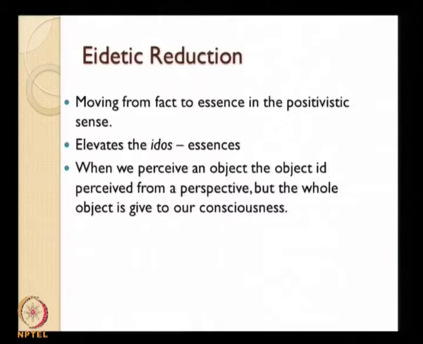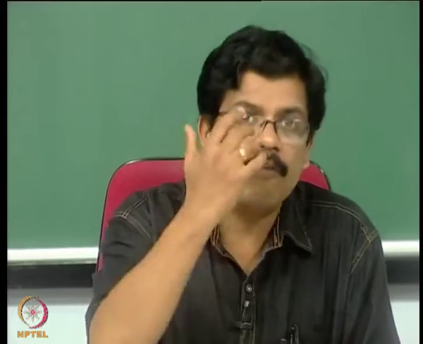It is not just isolating essences by suspending all those other aspects which are non-essential, but concentrating and focusing more on essences. When we perceive an object, the object is perceived from a perspective, but the whole object is given to our consciousness. I have already explained this with the help of this water bottle. When I perceive it from a perspective, the whole object is given to my consciousness, and now eidetic reduction would try to capture it.